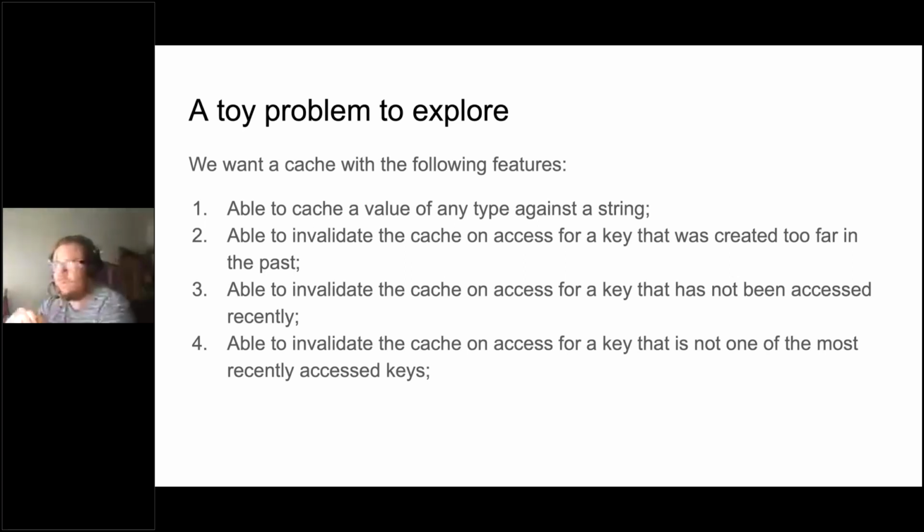Your value is too old, you should go and get a new value rather than getting it from the cache. Able to invalidate the cache on access for a key that's not been accessed recently. So this is some kind of proto recently used cache idea. Able to invalidate the cache on access for a key that is not one of the most recently accessed keys. So this is like you're trying to limit the size of your total cache to being a reasonable size that you can predict, that you can work with non-functionally.